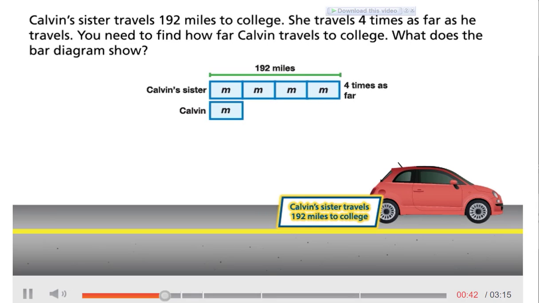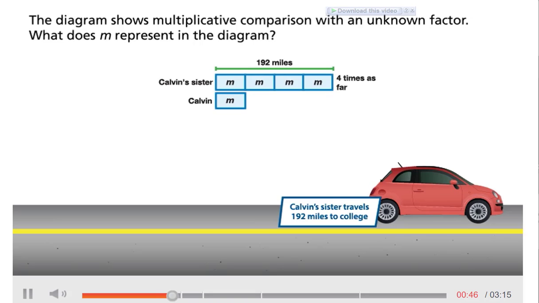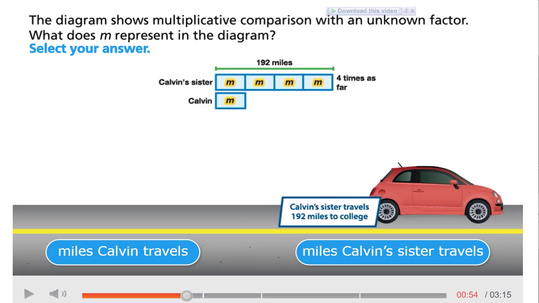What does the bar diagram show? The diagram shows multiplicative comparison with an unknown factor. What does m represent in the diagram? Select your answer.